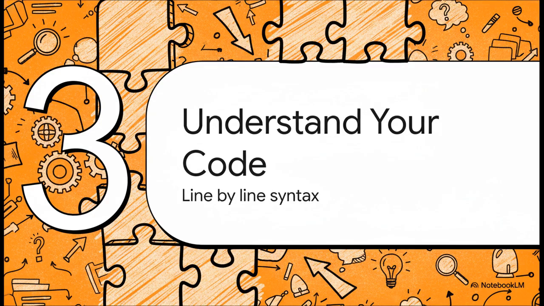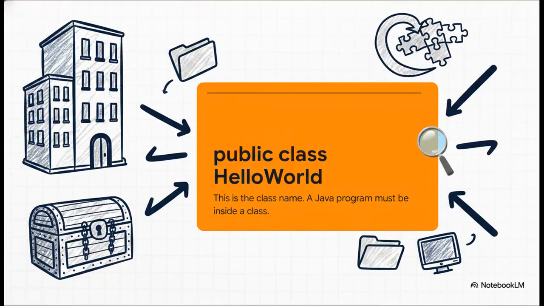Section 3, understanding your code. We're going to break down the syntax line by line. Let's look at the very first line. public class HelloWorld. This is your class name. Think of a class kind of like the outermost container, or maybe like the physical building where all of your program's instructions are going to live. A fundamental rule of Java for sure is that every single program has to be securely contained inside a class. And hey, remember how we specifically named our file? This is exactly where that connection happens. The class name and the file name simply must be identical.